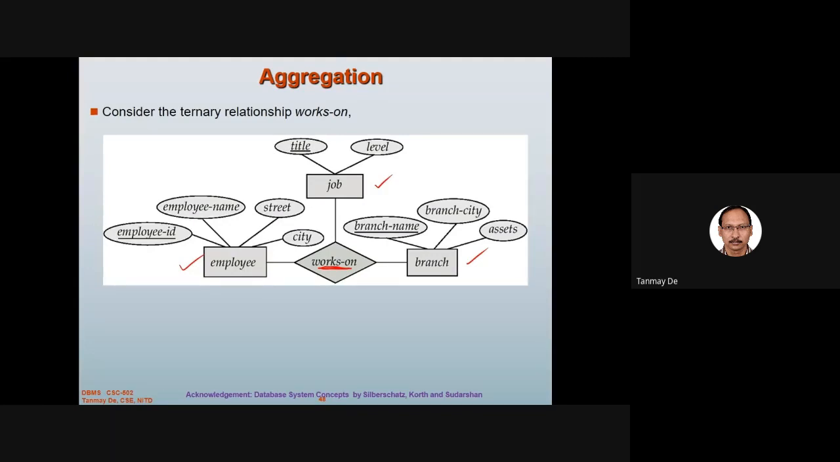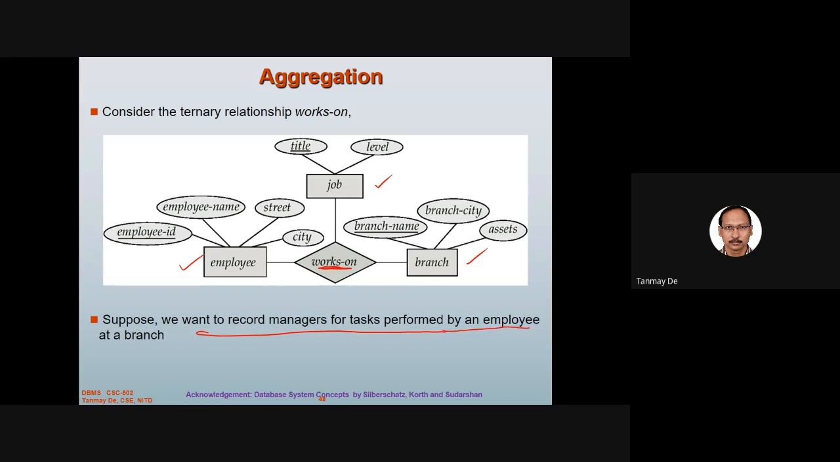Now suppose I want to add one more point. We want to record managers for tasks performed by an employee at a branch. Here, the concept of manager is not there. Of course, in an employee, a manager is there, but in this diagram it is not reflected. But if we want to record the managers for the tasks performed in a particular branch, say My College branch or maybe the Benachiti branch.